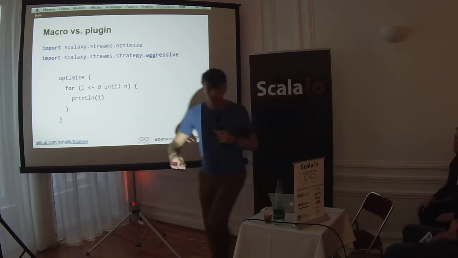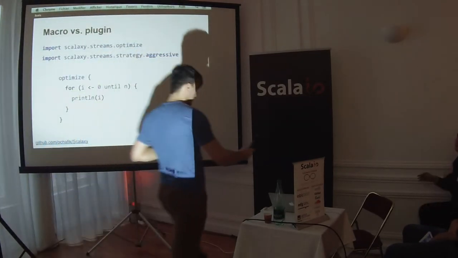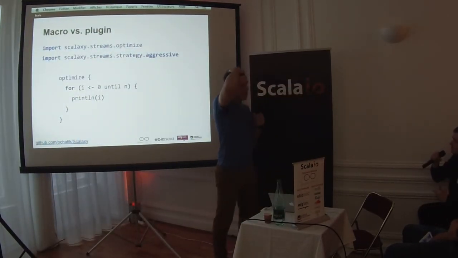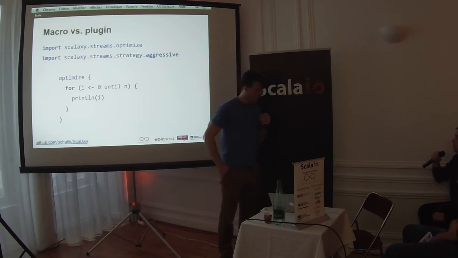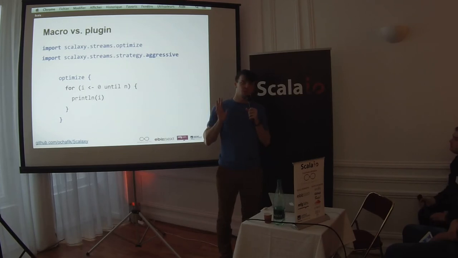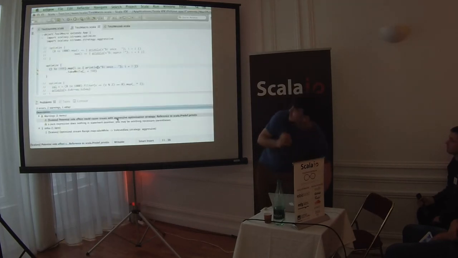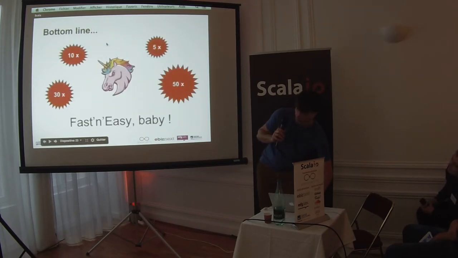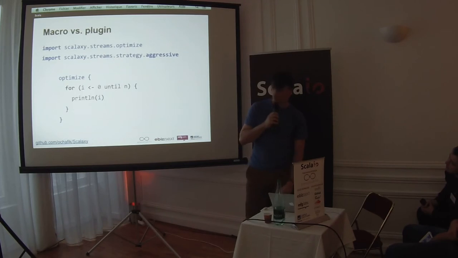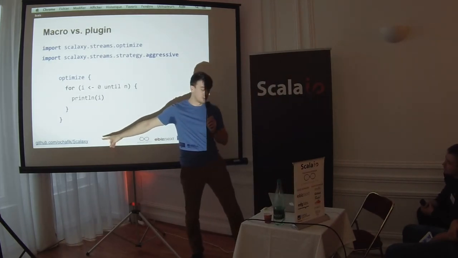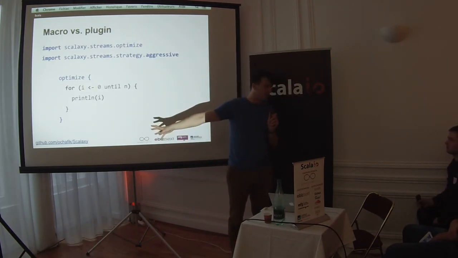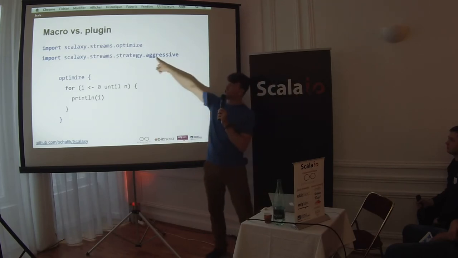A question about Scalaxy Streams. You mentioned that it's kind of an SBT plugin that optimizes everything by default, right? It's a compiler plugin, yes. So what if I use Scalaxy Streams but I want to not optimize part of my code? There's two ways to do this. For instance, if you don't want to optimize your tests, which is highly advised because you shouldn't optimize both the testee and the tester, you can tell SBT not to execute a plugin. It's in the Scalaxy Streams readme. You can tell SBT to not run the compiler plugin in tests. You can also include strategy none in the files you want to skip.